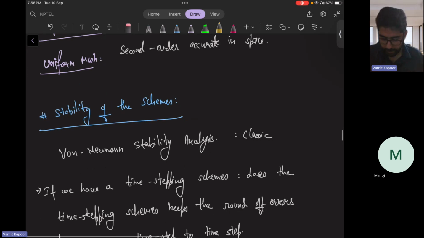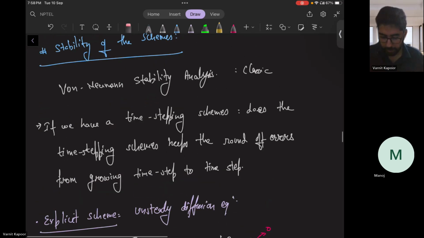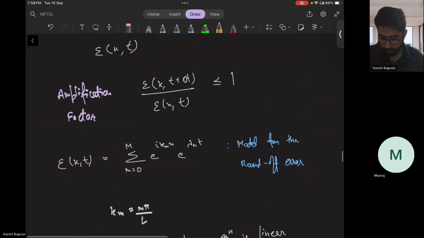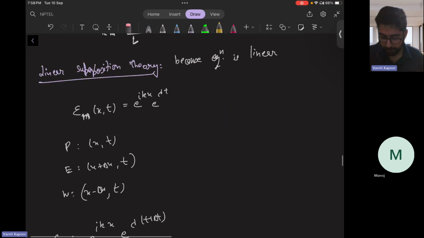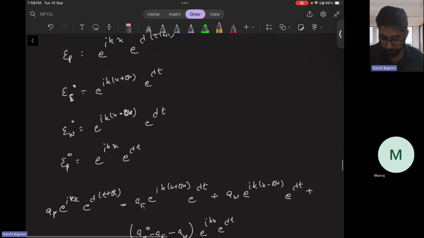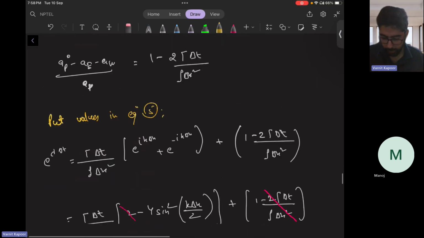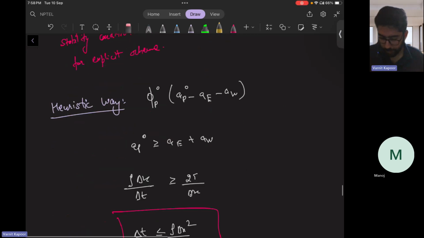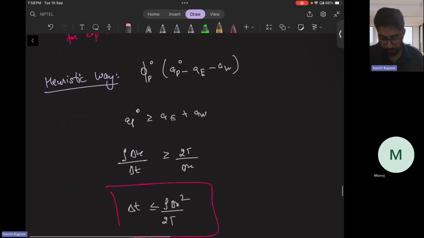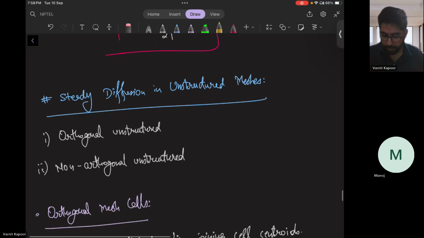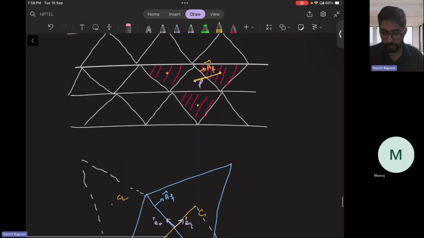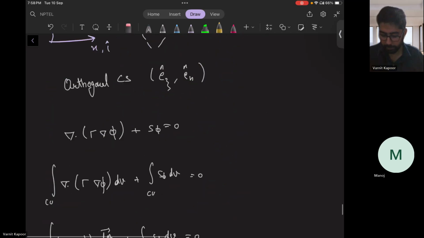Then we dealt with the stability of schemes, that is von Neumann stability. We dealt with the explicit unsteady diffusion equation and the amplification factor. We used linear superposition and applied a Fourier mode for stability, and came out with the stability condition for the explicit scheme. Similarly, we can deal with it in a heuristic way. Towards the end, we came to steady diffusion in unstructured meshes. First, we dealt with the orthogonal mesh, where the area vector is parallel to the line joining the centroid values.